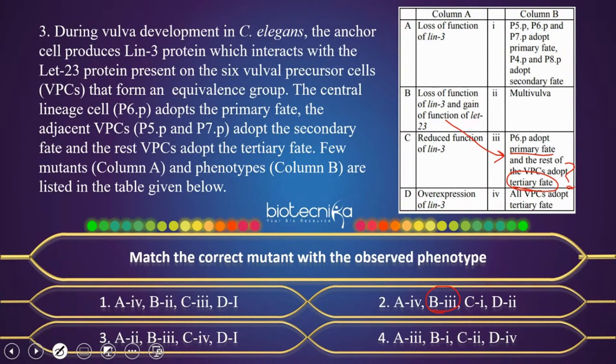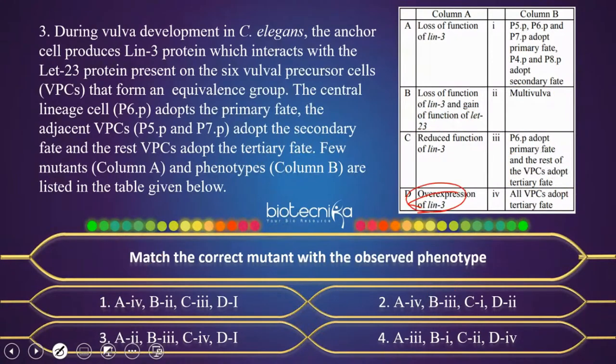Yes, students, very good. The correct answer is option one. Mahima, Debanjan, Aditi, Anit, correct. So loss of function of LIN3 and gain of function of LET23: everything will try to form vulva. Multivulva will develop. B2, multivulva.